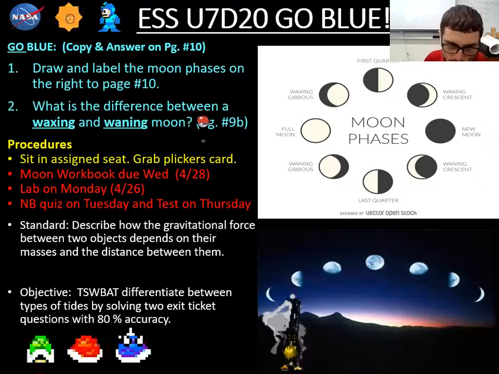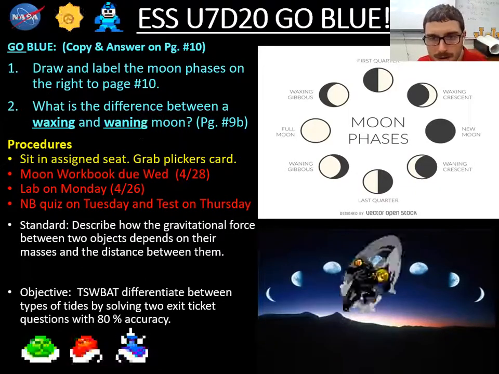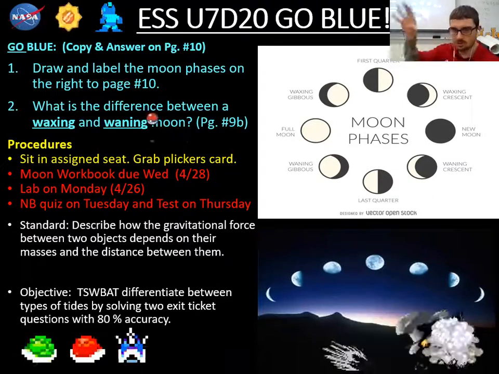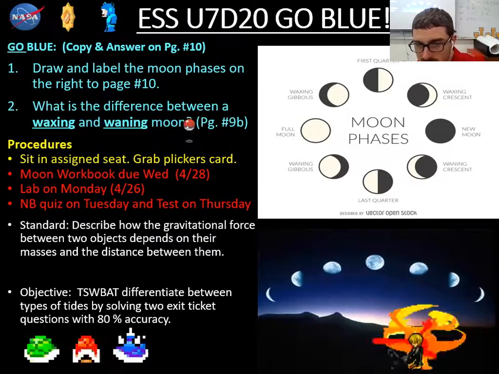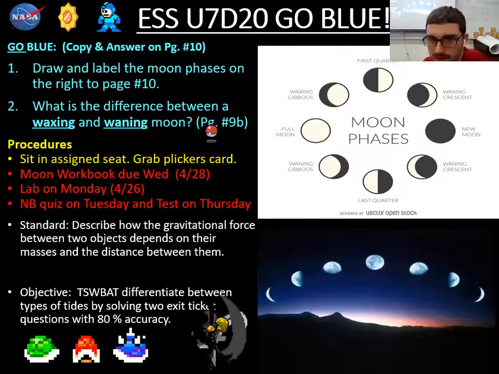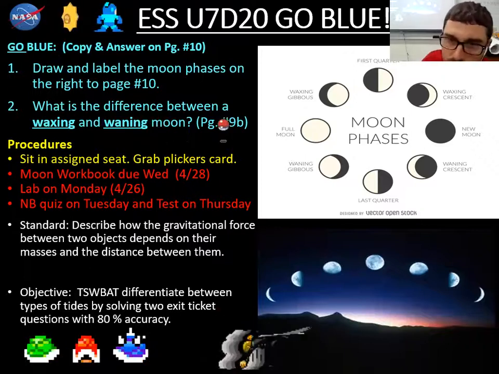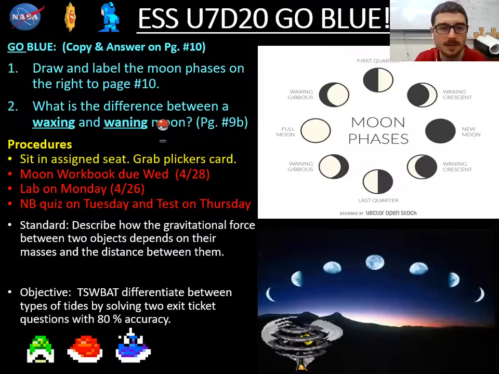You'll need to draw and label this diagram on the right on page 10. So just have the moon phases all circled out, and make sure you have all the phases drawn out. Here we can see the new moon, crescent, first quarter. I'll explain those in a little bit.